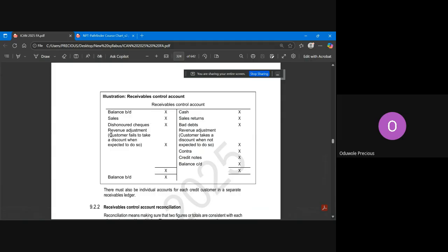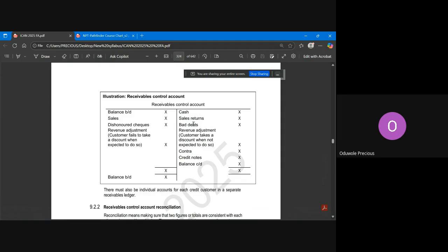Then revenue adjustments, when a customer fails to take discounts when expected to do so. The customer is supposed to enjoy the discount allowed, but at the end of the day, he did not take it into consideration. So the debt is still here, right?